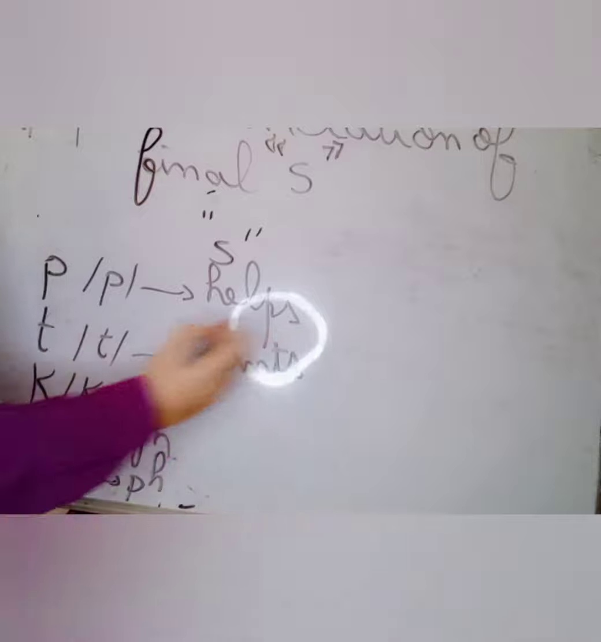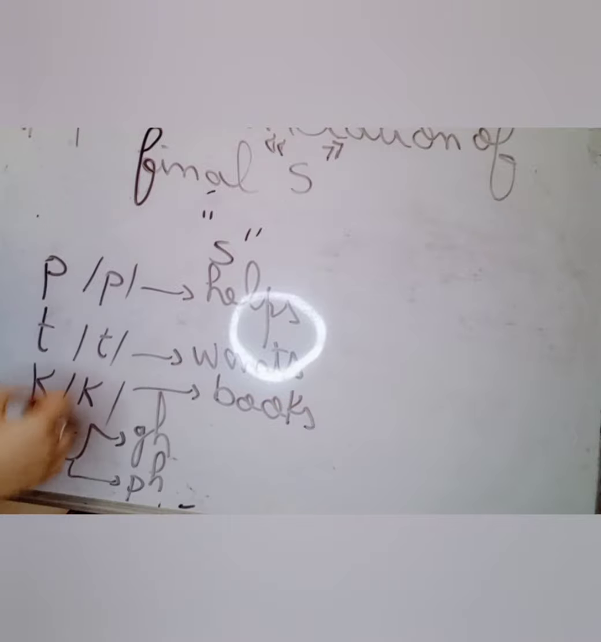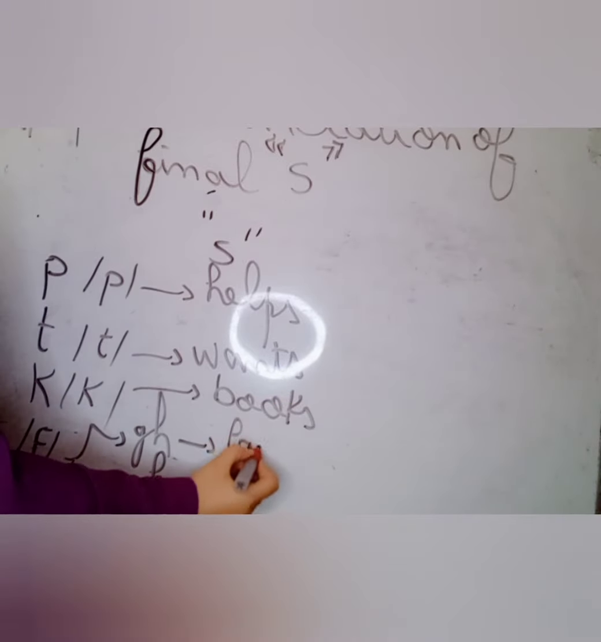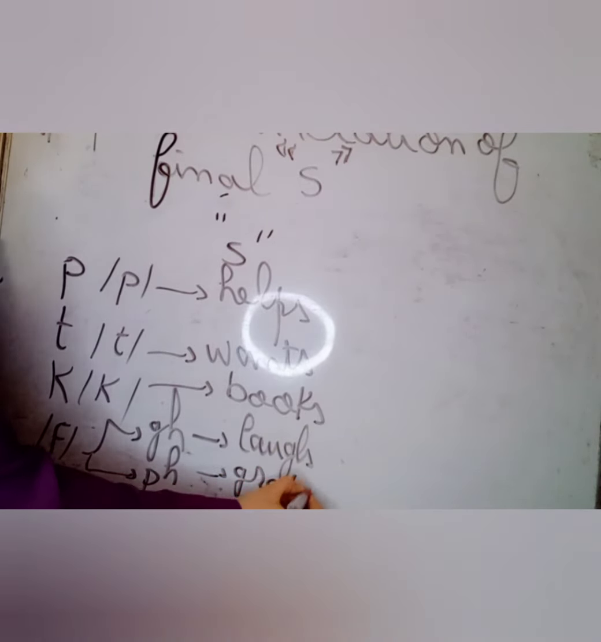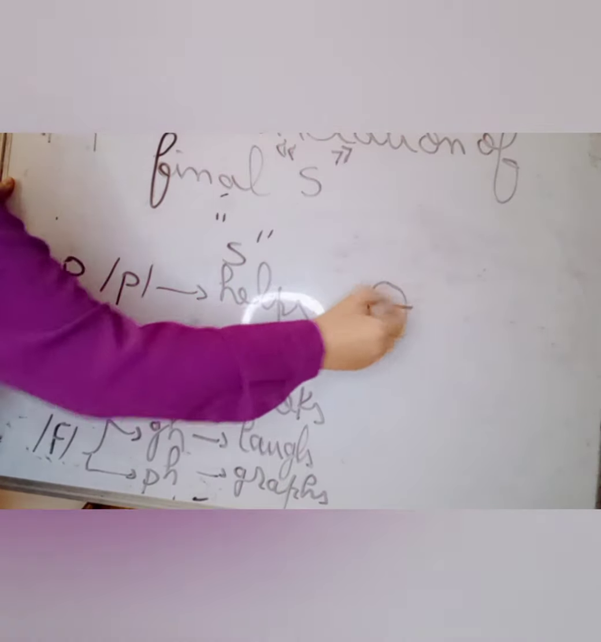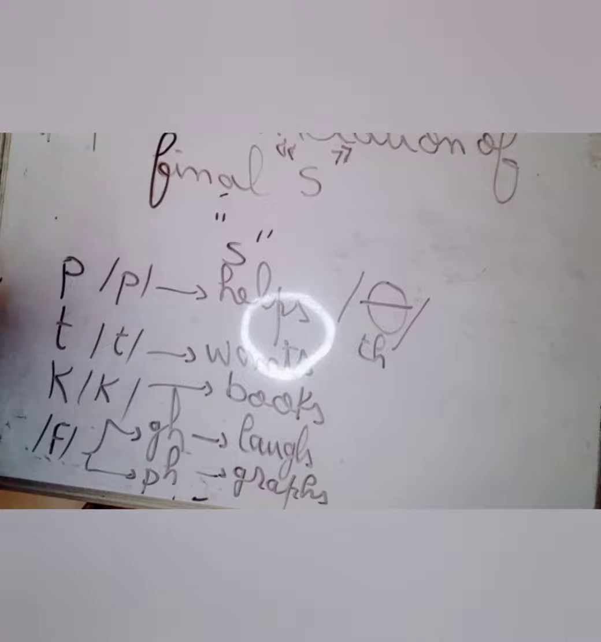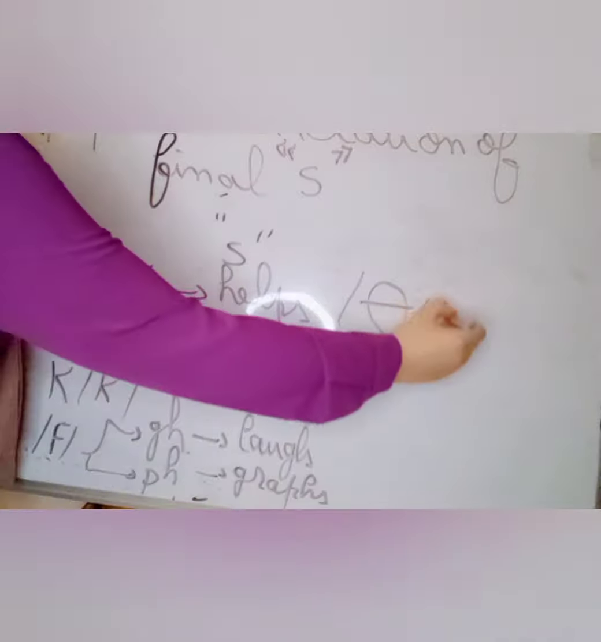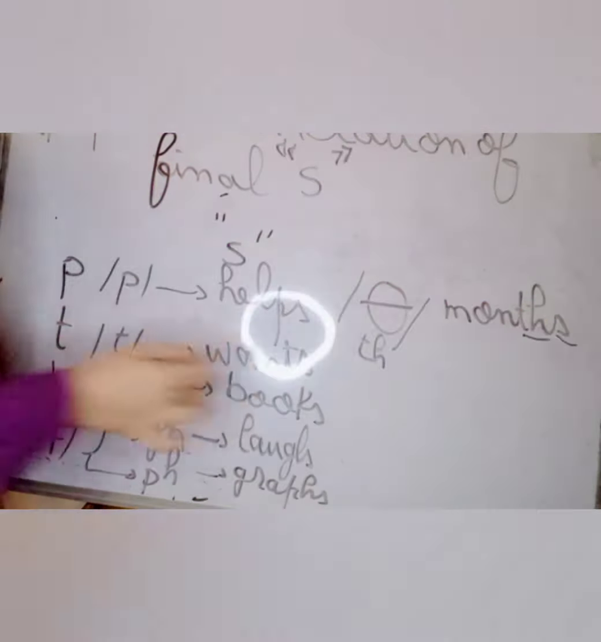Wants. Like we said, books. And here, for example, laughs, or graphs. That's it. And we have another sound, which is th. TH in English we pronounce it in two ways. Like for example, months. TH here we pronounce it th, that's why this S is pronounced S.